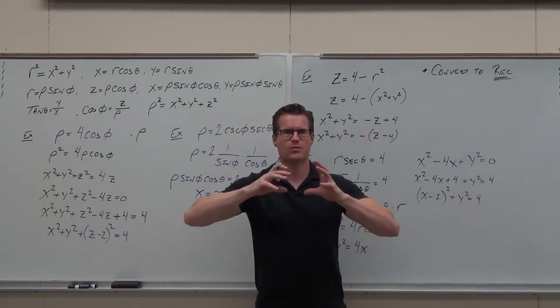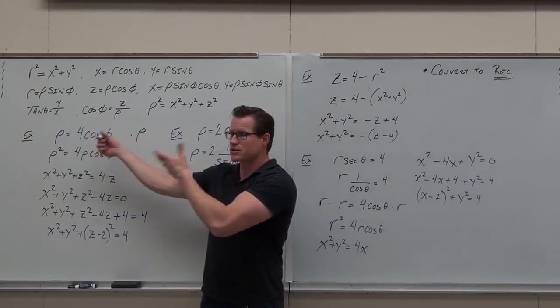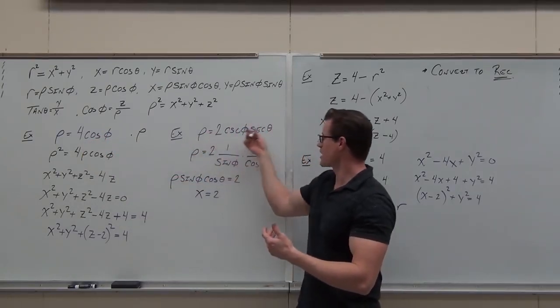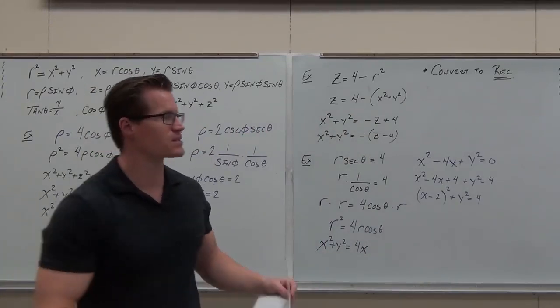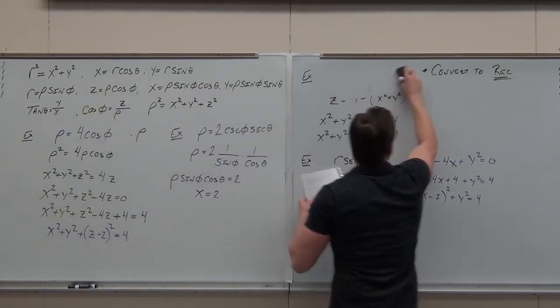Because when we start talking about rectangular figures, rectangular's easier. Spherical figures, spherical's easier. That's why we have these different coordinate systems. That's describing a plane at x equals 2. Just a plane. That's it. You're welcome.